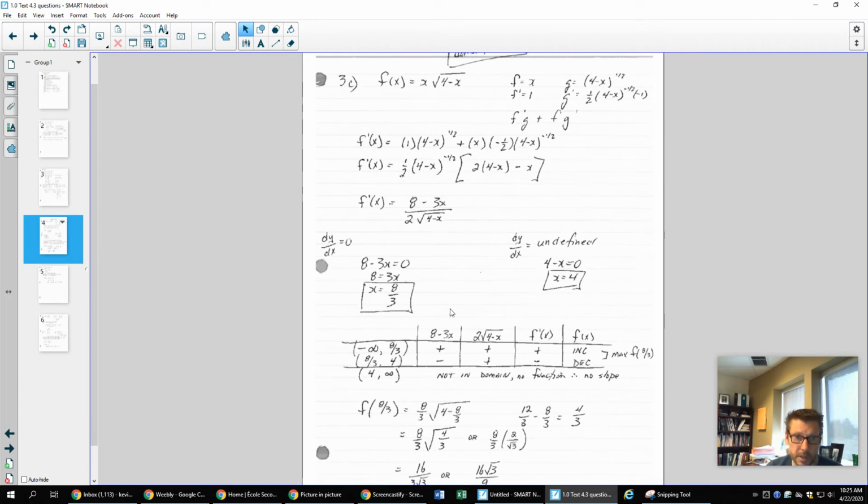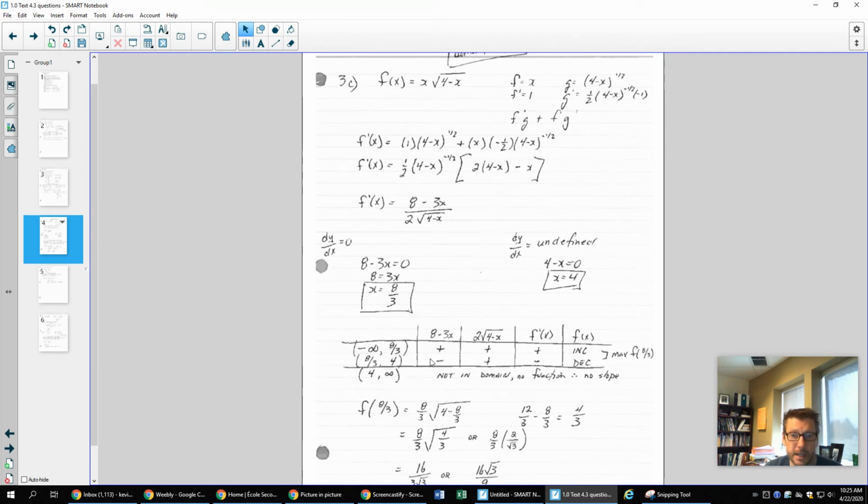So you make your columns for your factors, 8 minus 3x, and I could have just put 4 minus x in here. In this case, I put the whole factor in, square root of 4 minus x. Notice in the bottom, 4 to infinity. It's not in my domain. There's no function there, so there's no slope there. I actually didn't even have to write that row. I could have just wrote up to and including 4. But anyways, I wrote it in just for that purpose there.